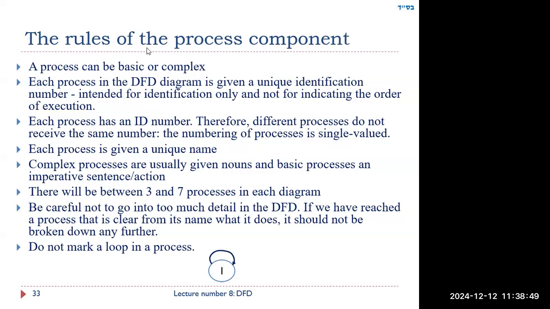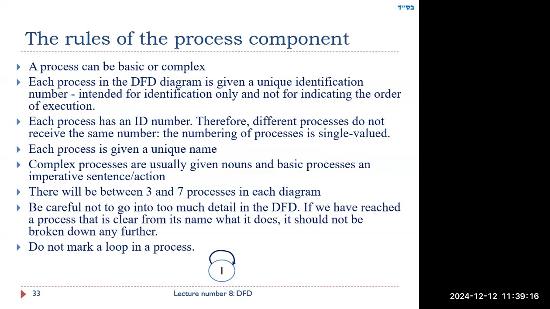The rules for processes. A process can be basic or complex. Each process in the DFD is given a unique identifier number, intended for identification only and not for indicating the order of execution. Each process has an ID number. Therefore, different processes do not receive the same number.